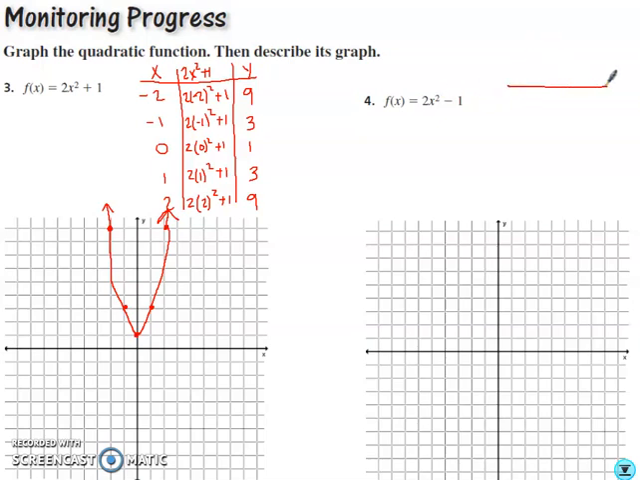When you create your chart for the second one, I'm going to use the same numbers. When I put in a -2, I'm going to have 7. When I put in a -1, I'll have 1. 0, I'll have -1, 1, and 7, giving me a graph that looks something like this.